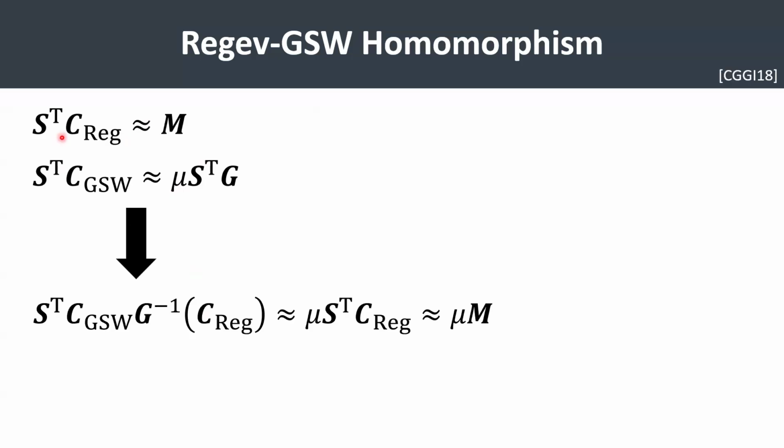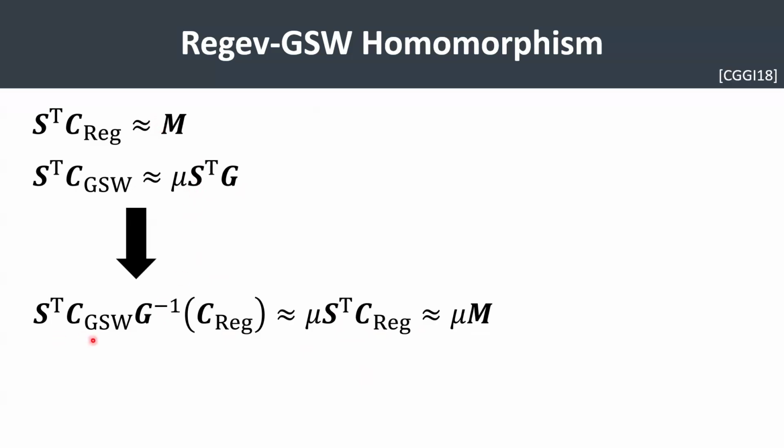So G inverse makes this regef ciphertext into a binary thing. And now notice what happens. I take S times this GSW ciphertext. By the GSW invariant, that's just mu times S times G, right? So I get mu times S times G inverse of the regef ciphertext. G times G inverse just cancels out. So I get S times this regef ciphertext. But what is S times the regef ciphertext? That's regef decryption. That just gives me the message back.